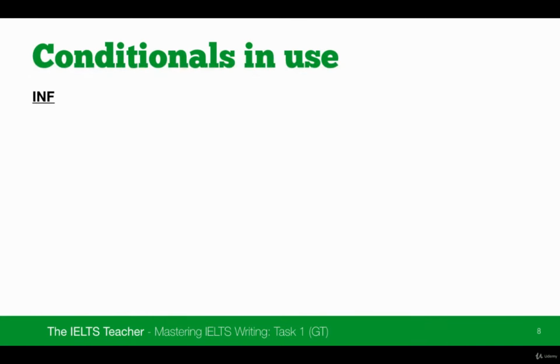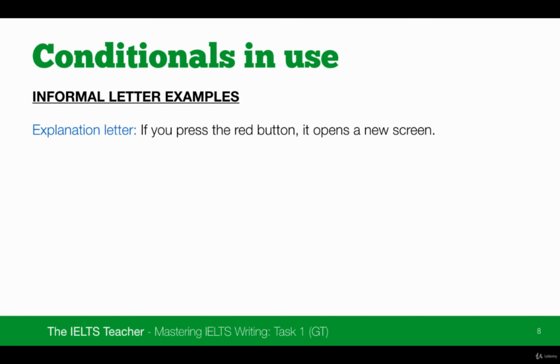Now let's move on and think about informal letter examples. Again, we'll be looking at a range of purposes here. Let's start with an explanation letter. If you press the red button, it opens a new screen. Okay, so maybe we're writing to an older family member who's not quite sure about technology. If you press the red button, it opens a new screen.